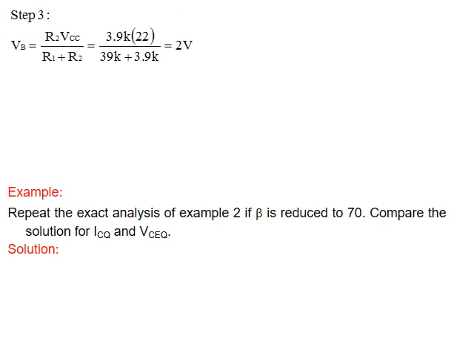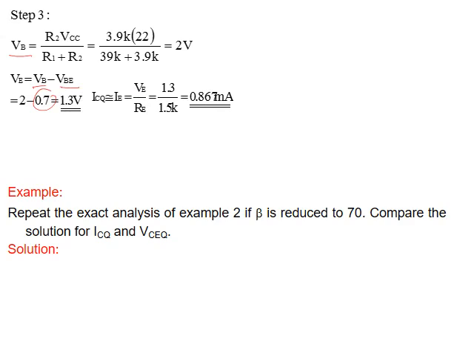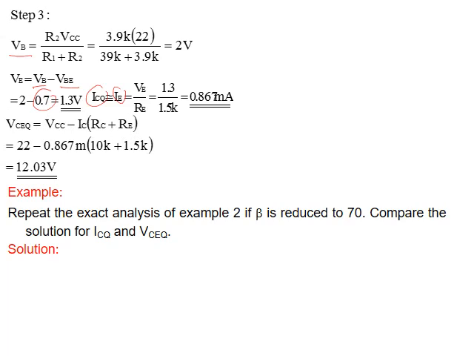Step 2. Now I come to find VB, R2 VCC over R1 plus R2, and then VE, VB minus V base emitter, which is 0.7. I found VE. I divide by RE. I found IE, which is the same as IC, and since I found IC, I can find anything I want in the circuit, as we discussed before. You see, VCE I can find because I have IC.